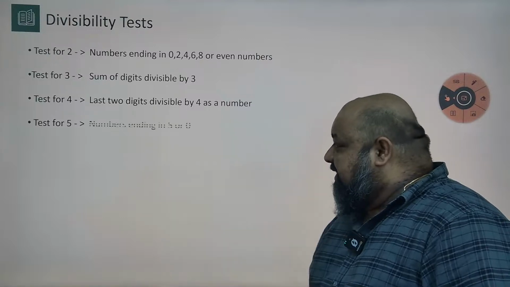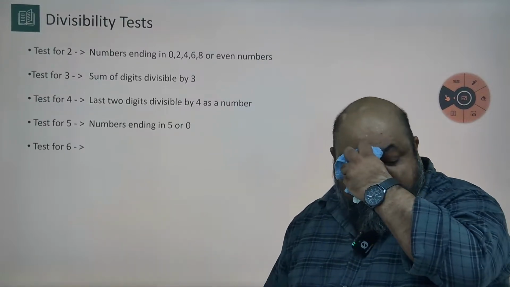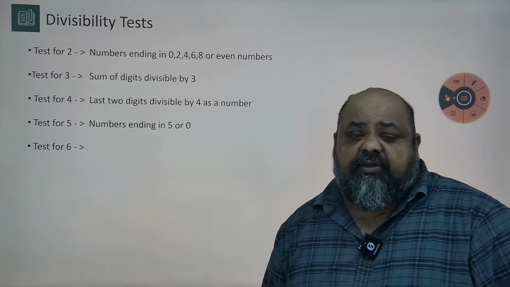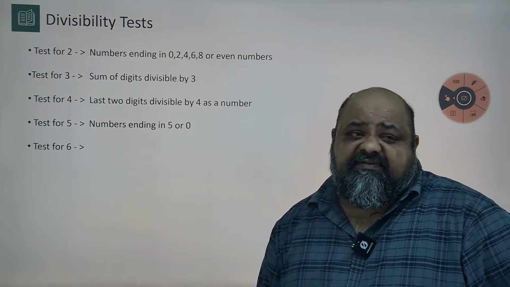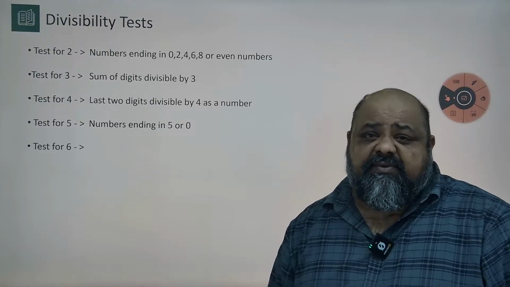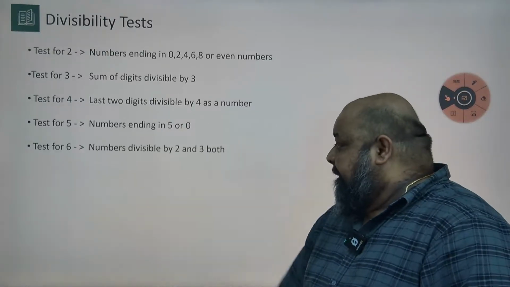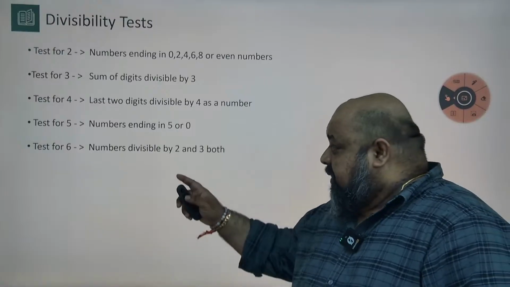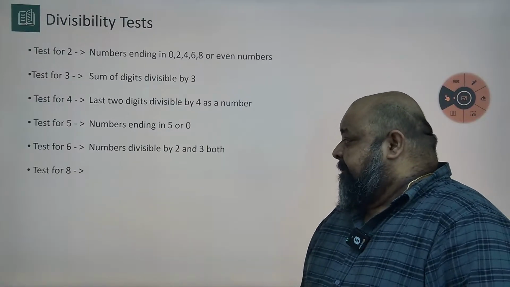For 5, the last digit should be 0 or 5. For 6, 6 is a composite number, so we look for 2 and 3. If a number is divisible by 2 and by 3, it will be divisible by their LCM as well. And the LCM of 2 and 3 is 6. Therefore, that is the divisibility test for 6. How you find the remainders for 6 is something that we'll do today as well.